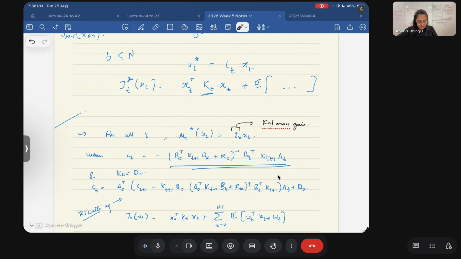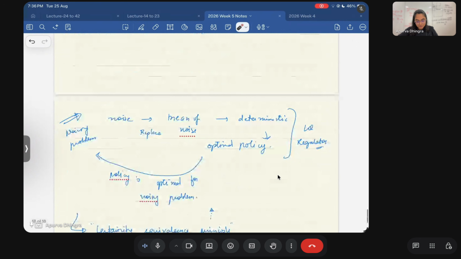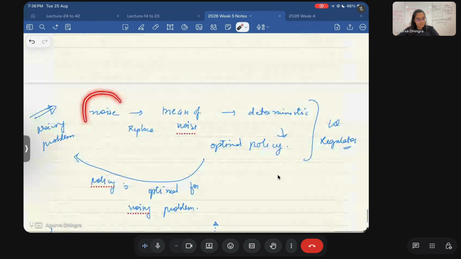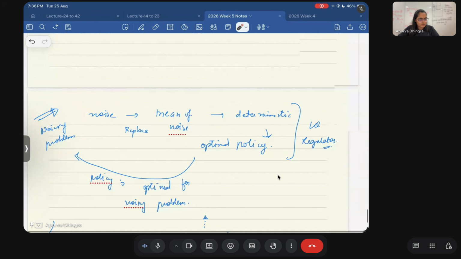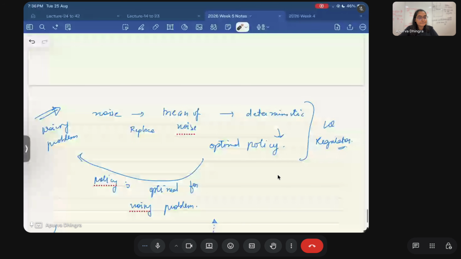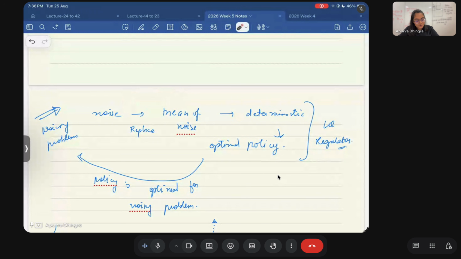So what this tells you is, suppose you took the original noisy problem, the linear quadratic problem with noise, and you replace the noise by just its mean. Okay, if noise is replaced by just the mean, then you have reduced the problem to a deterministic problem. There is no source of randomness anymore. So now solve this deterministic problem. Find the optimal policy from here.